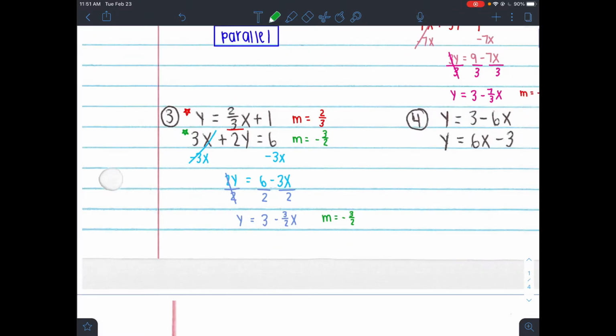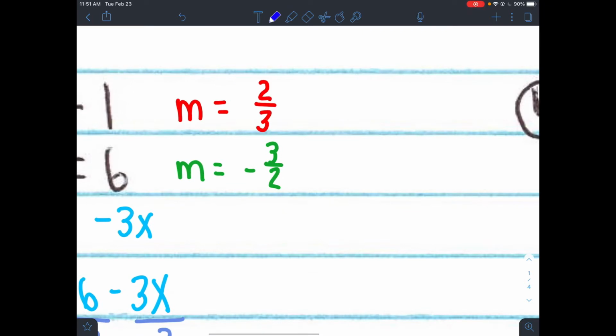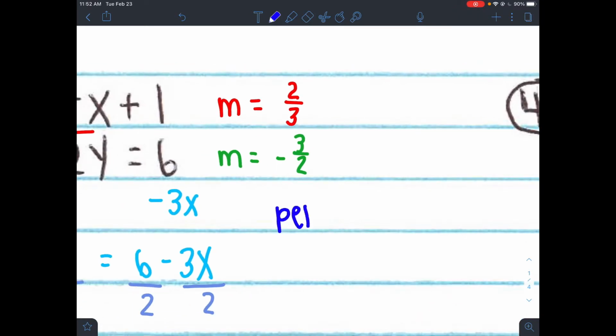So the first question is, are these parallel? Answer is no, they're not the same slope, they're not the same number, they're not parallel to each other. The second question becomes, is this perpendicular? Well, let's see if it is perpendicular. Perpendicular means they have opposite signs, so one's positive, one negative. That checks out. And then reciprocal means they have to be opposite fractions of each other. So this one's 2/3 and this one's 3/2. Those are opposite and reciprocal, which means these are perpendicular.